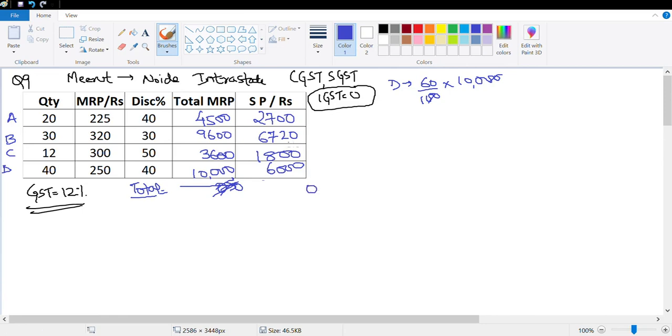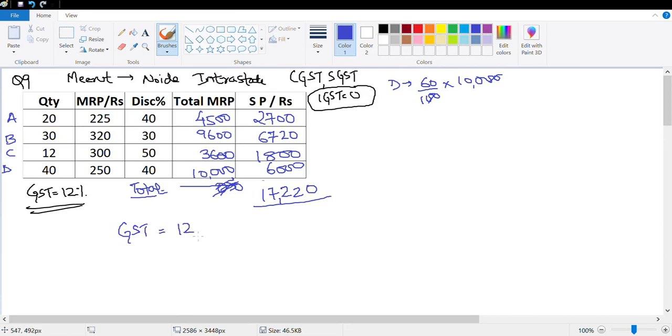So let me add the selling prices. Let me just add this up again. That's 17,220. That's correct.